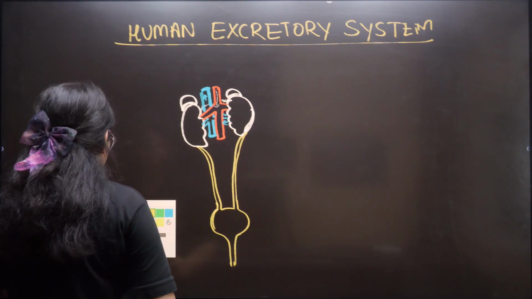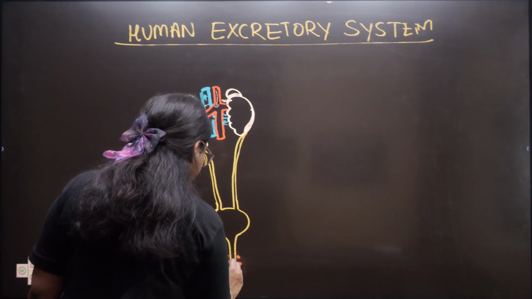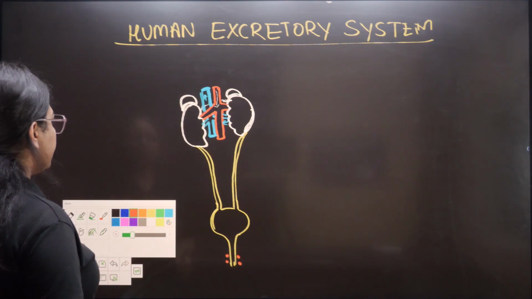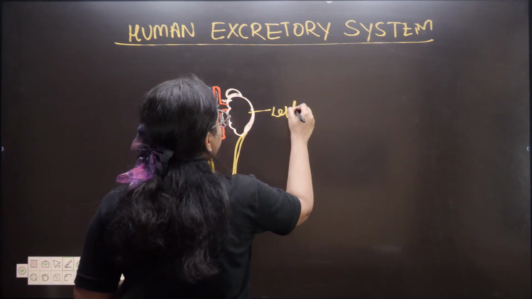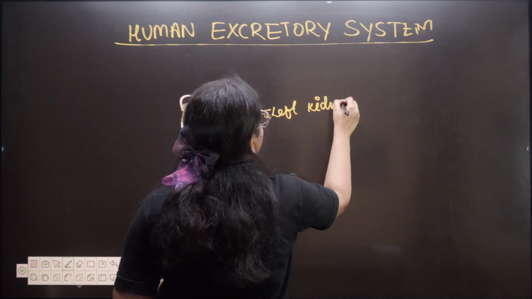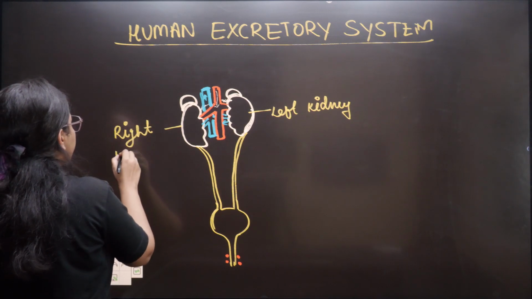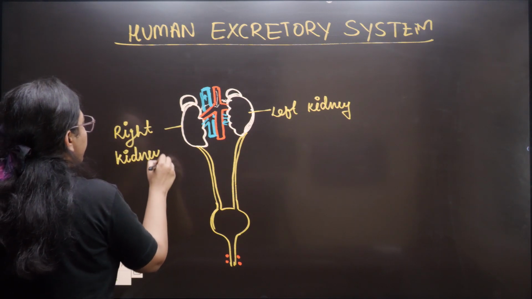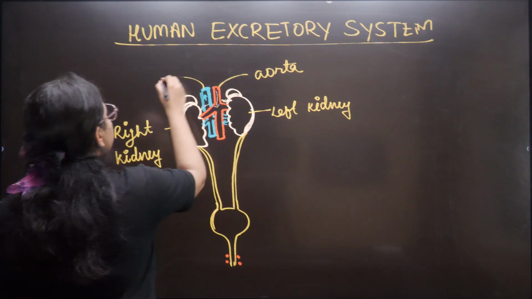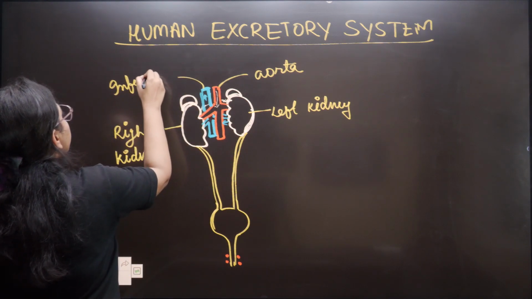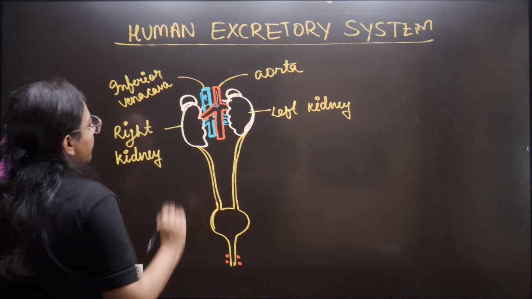Okay, this way, and then this has the sphincter muscle. Okay, I hope it is clear. Now let's label it. So this is the left kidney, this is the right kidney. Left kidney, right kidney, this is aorta. Okay, this is inferior vena cava. Okay, this one is done.